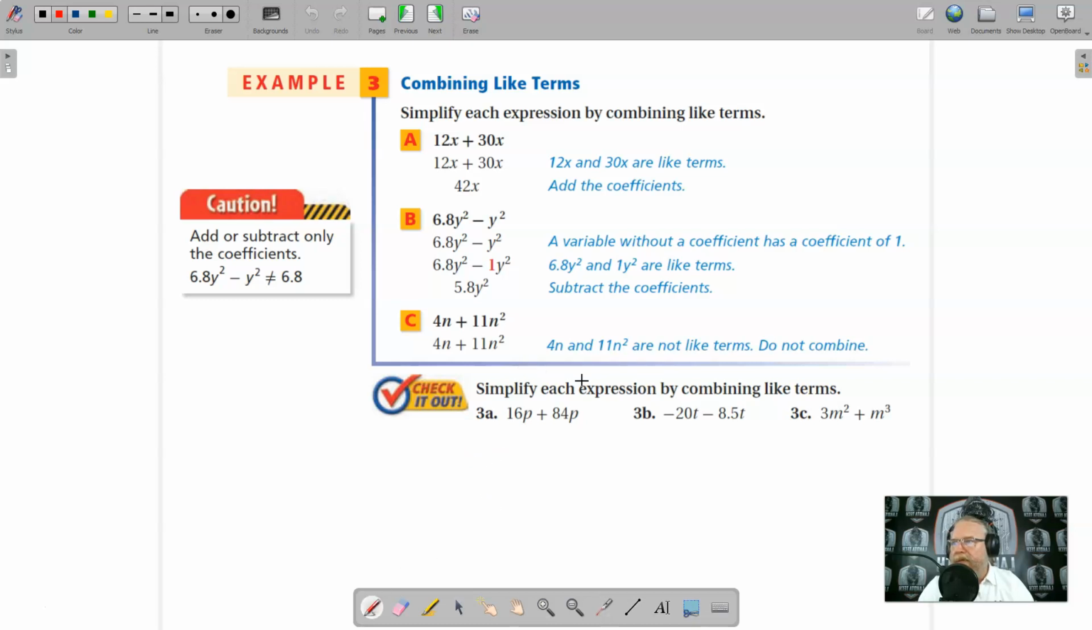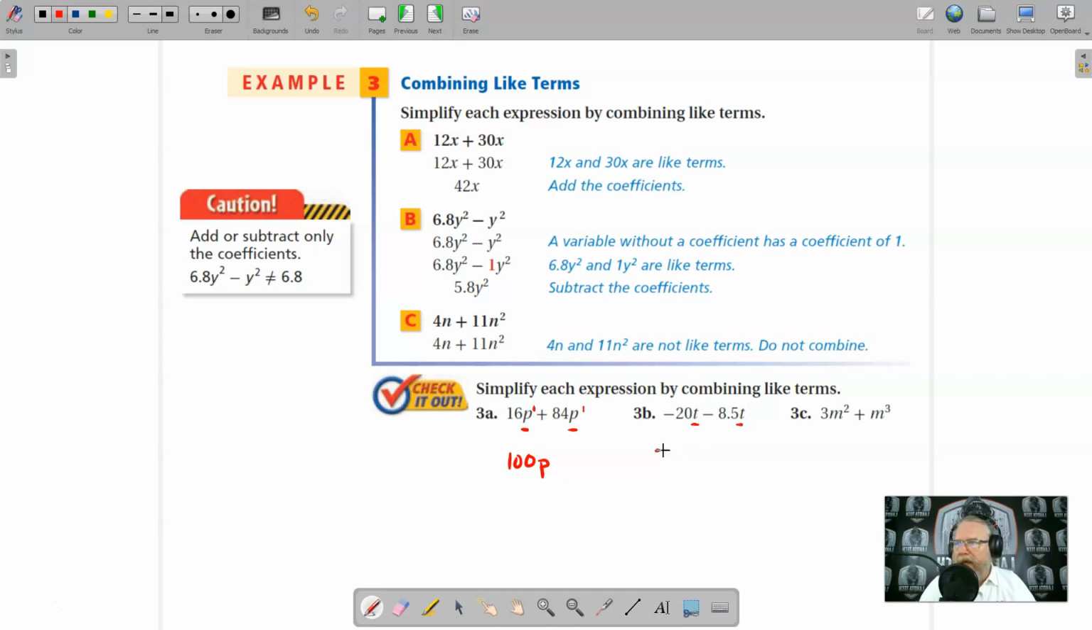So let's go ahead and simplify each expression by combining like terms. First of all, are they like terms? Well, p to the first power, right? They're both p to the first. So I can do 68 plus 84. That's going to be 94 plus another 6 is going to be 100. 100p.